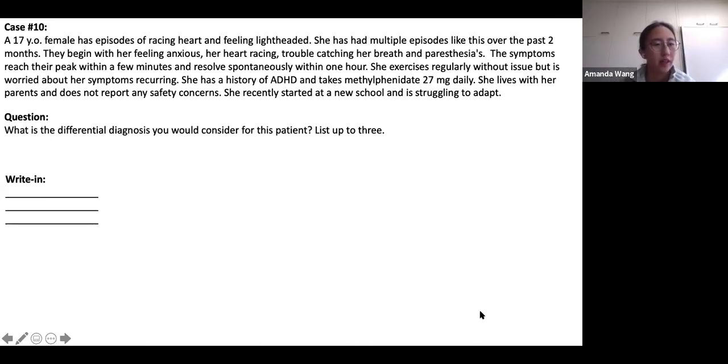Okay, so we've got a 17-year-old girl with episodes of heart racing and lightheadedness, and they're episodic and have occurred many times over the last 2 months. So this is something that's relatively new for her. They start with her feeling anxious and her heart racing, and she has trouble breathing with paresthesias. So there are some things making you think towards your differential there. The symptoms reach their peak within a few minutes, which is very characteristic of what we call panic attacks, and they resolve spontaneously within 1 hour. She exercises without problem, but she worries about her symptoms recurring.